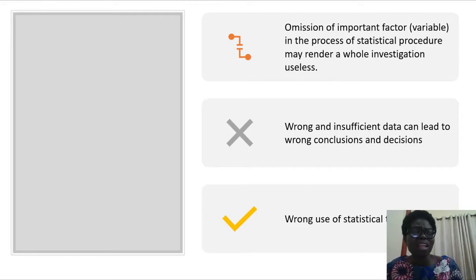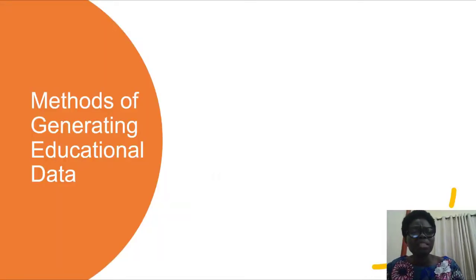So when you work with this set of data, this set of information, you may have the right statistics and you have analyzed it, but because the data you are working with is not adequate, it will give a wrong impression, which might lead to wrong conclusions and wrong decision making. So the use of statistical tools is very, very vital. Some persons that are even doing this are not so conversant to know the right tool to use. Now, having said this, we have to look at the methods of generating educational data.